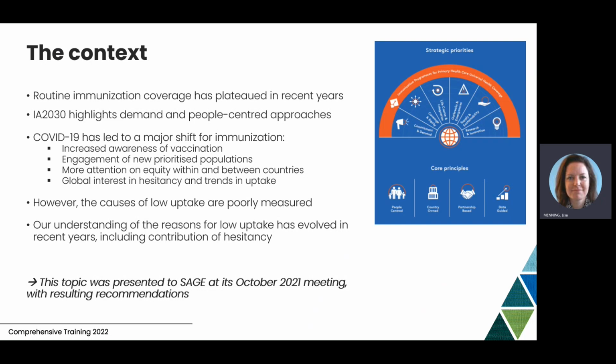We've seen that COVID-19 has led to a major shift for immunisation, with so much more new attention and awareness on vaccination and engagement of new prioritised populations as well, such as older adult groups and health workers. We've seen more attention on equity within and between countries, and also a lot of attention on hesitancy and reasons why people are not getting vaccinated in certain cases.